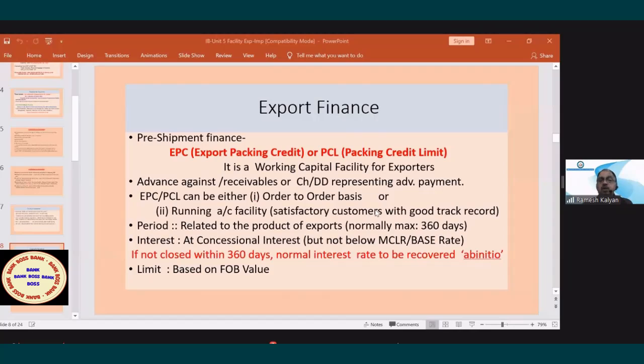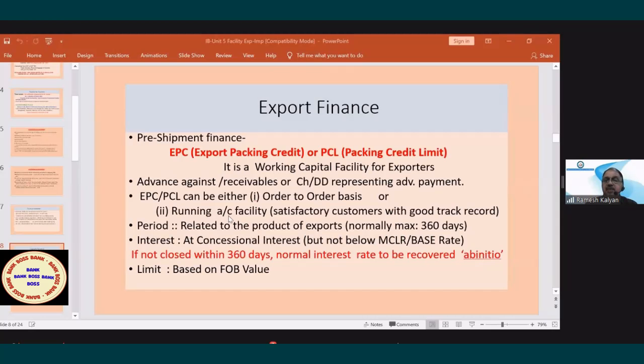It will be a pooled account, just like a running account. All the orders will be accumulated, and against that, less the margin, we will be giving the advance. So we have to be very careful. In the credit class and other things, this is very important. For us, we have to understand there is a running facility for satisfactory customers. That is enough.